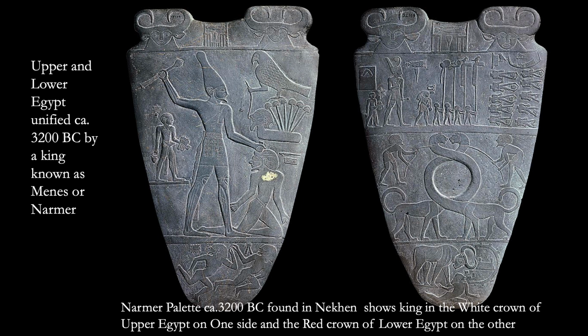Anyway, so here we have this palette. It depicts the victory of the king. It shows him in both styles of crown, the crown of Upper Egypt and the crown of Lower Egypt. It has the symbol that shows the unification of Egypt, of Upper and Lower Egypt. And so we have this artifact from about 3200 BC that shows the unification of both sides of the river into one big kingdom.